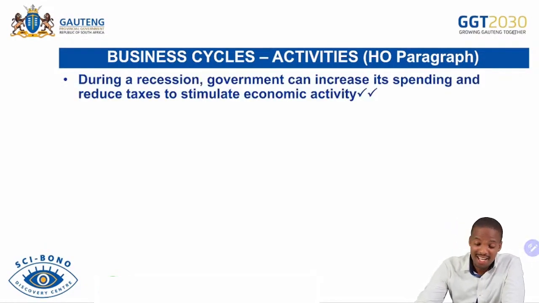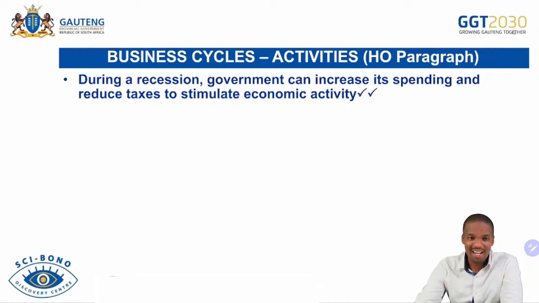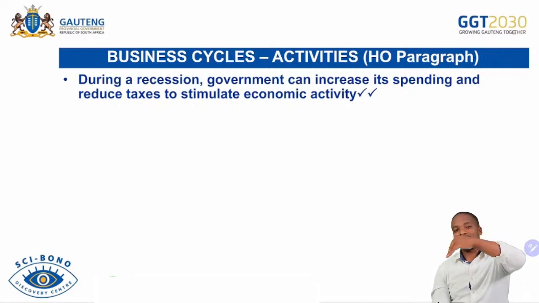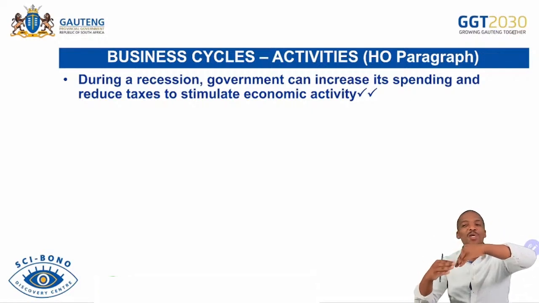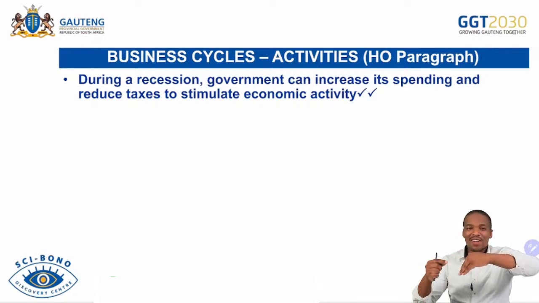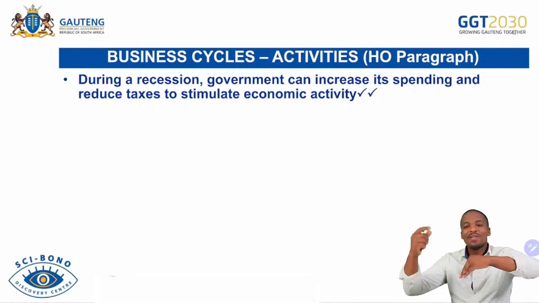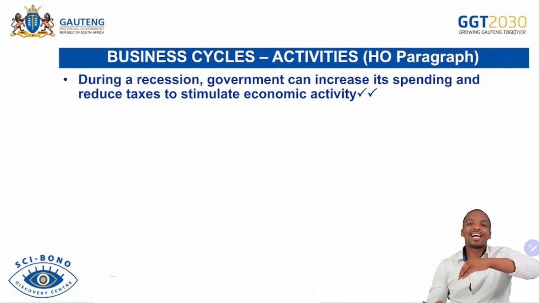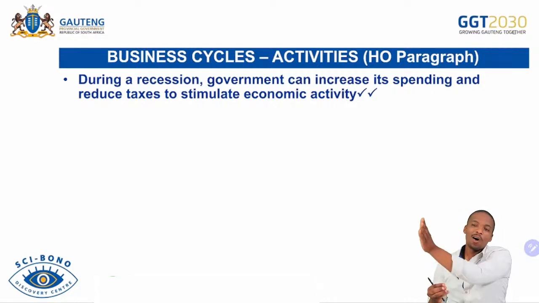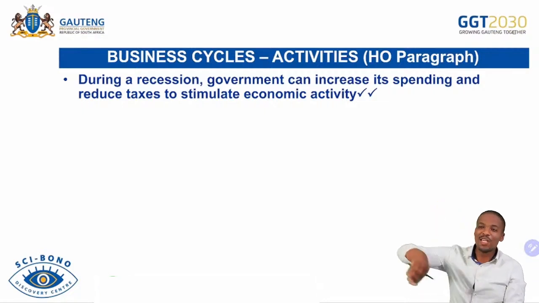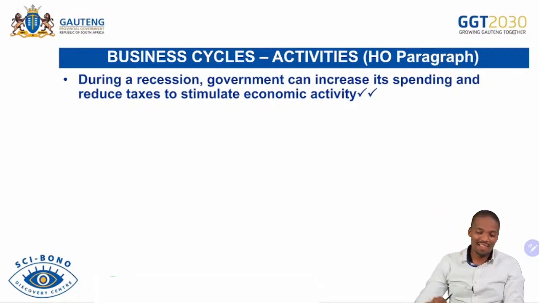During a recession, government can increase its spending and reduce taxes to stimulate economic growth. Now, as you remember, the phases of the business cycle. So at this point, during the recession phase, the economy is not doing well. If the economy is not doing well, it will be unnecessary to increase taxes because that will decrease disposable income. So therefore, what should the government do to control the downturn so that we can have an upswing or a recovery in the business cycle?